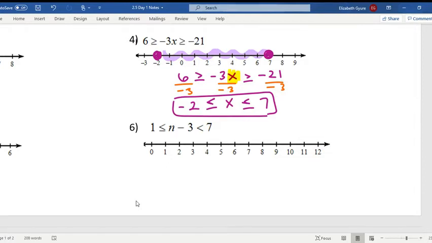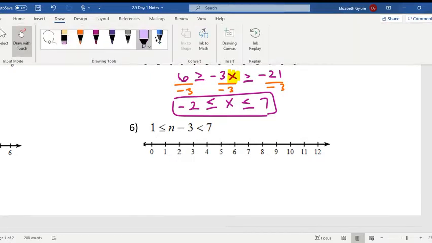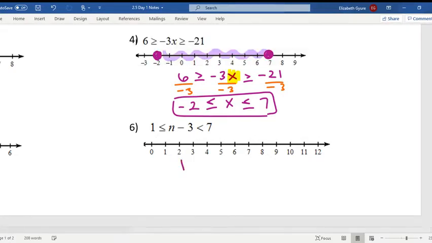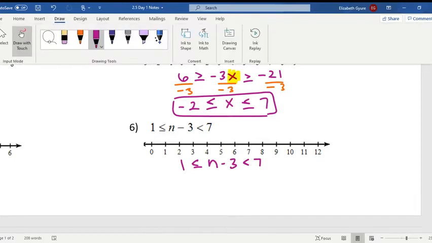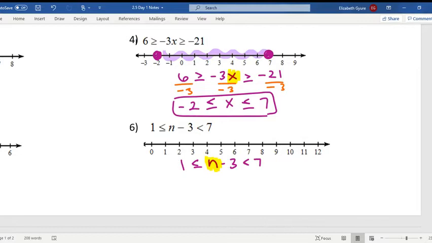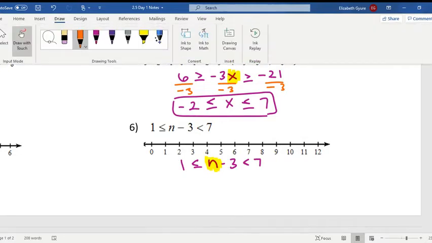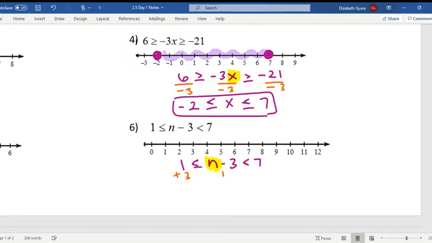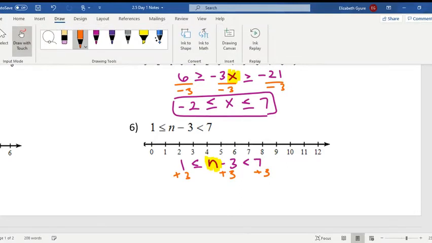We have 1 is less than or equal to n minus 3 is less than 7. So last one of the ands, 1 is less than or equal to n minus 3 is less than 7. What opposite operation must I do to get my n all by itself in the middle? Addition, and we're going to add the number 3 to the left, the middle, and the right. Good.